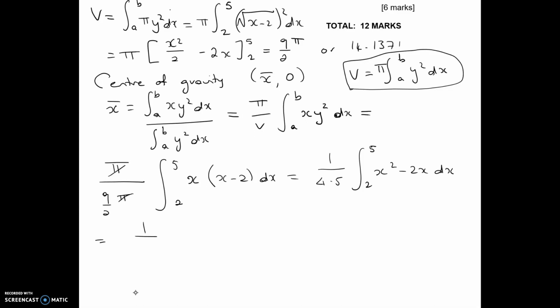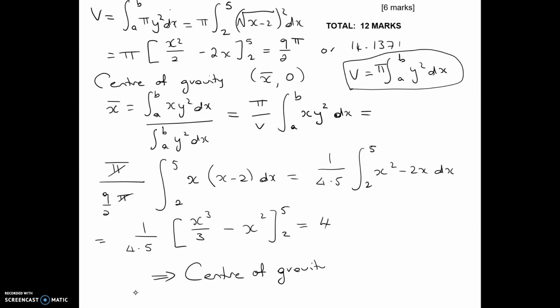which is, given that I'm going to do it by the calculator, I didn't need to invert my fraction or anything like that. I can just leave it like that for the moment. Now the integral of that would be x cubed over 3 minus x squared between 2 and 5. And by my calculations, that is 4. So the centre of gravity is the point 4, 0.